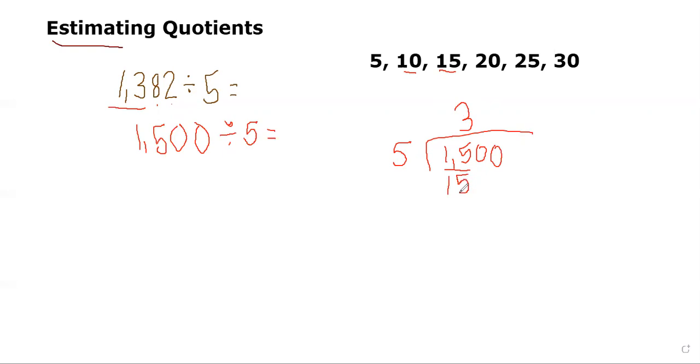So I'm going to subtract 15. 15 minus 15 is 0. And then you see these 2 zeros I have here? I also need to add them up at the top. So I'm going to go ahead and add 2 zeros up at the top. So that becomes 300. So this tells me that 1,382 divided by 5 equals about 300. Remember, it's not exact, but it is close. It's an about. Okay? Let's do one more together.